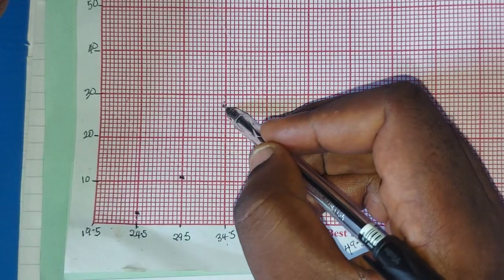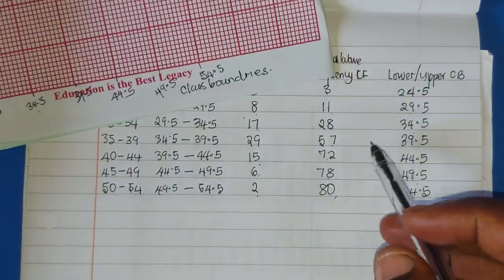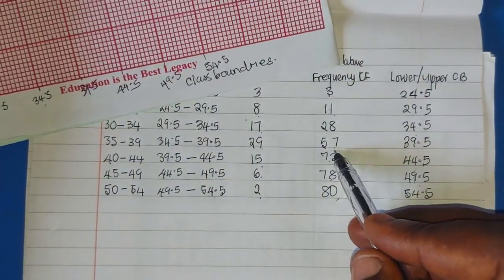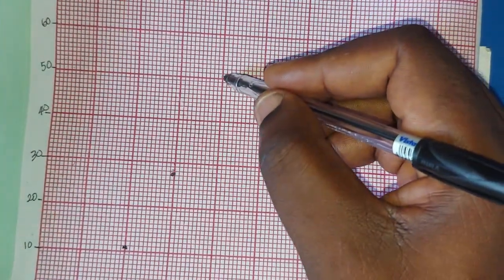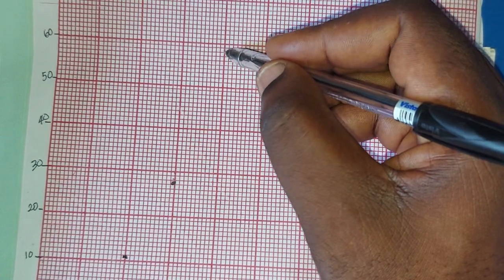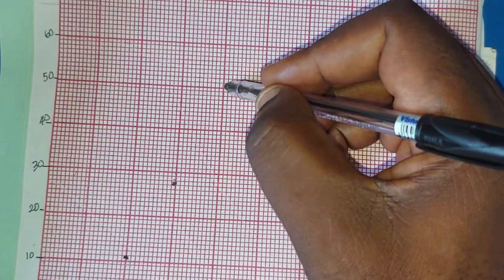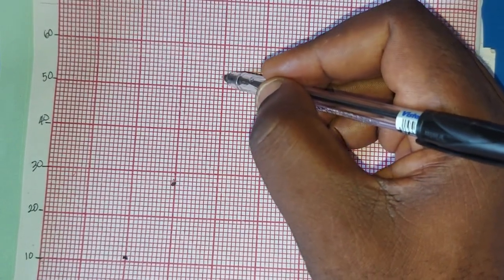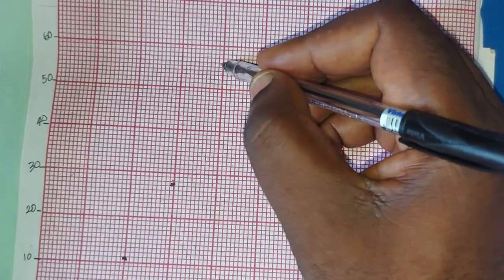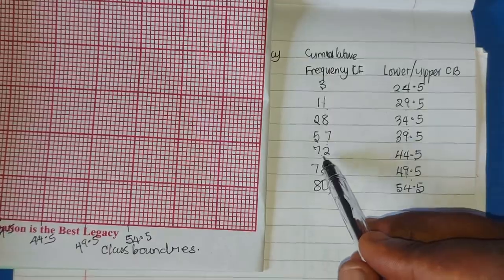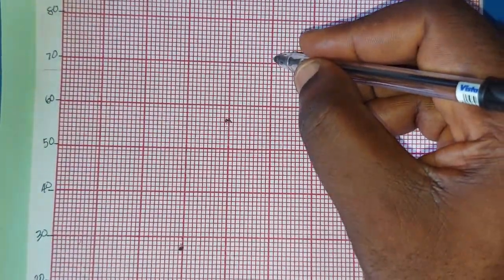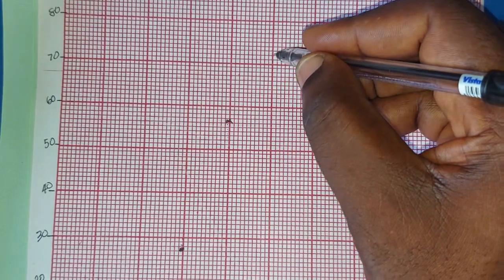That's 28. All right. Then the next is 57. Okay. You go to where you have 60. You count 7 from 50. 1, 2, 3, 4, 5, 6, and 7. All right, class. Then you have 72. You go to 72 and count 2 upwards against the cumulative.